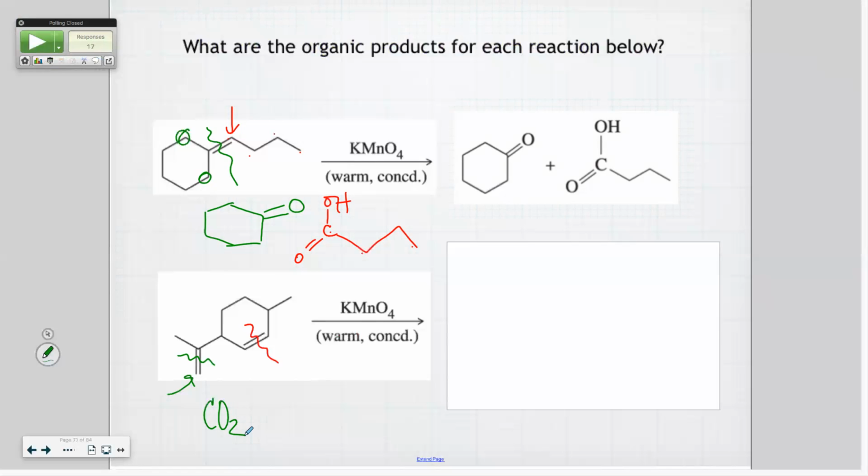All right, what about this carbon here? What am I going to get from that one? How many R groups are on that carbon? 2. So basically you're cutting it and you're putting a carbonyl there. Cutting it, putting a carbonyl. Okay. All right, so that will be, let me see.